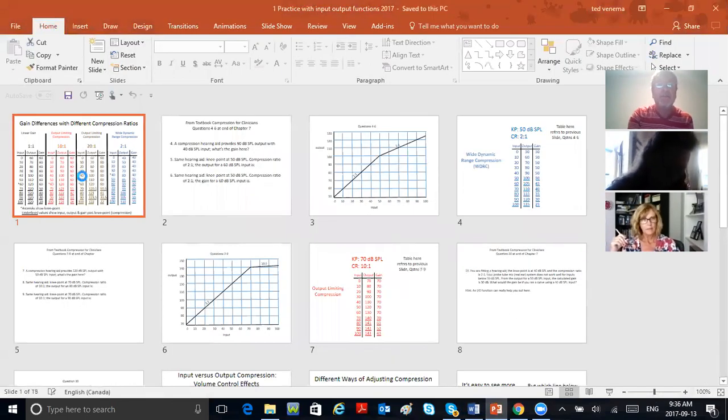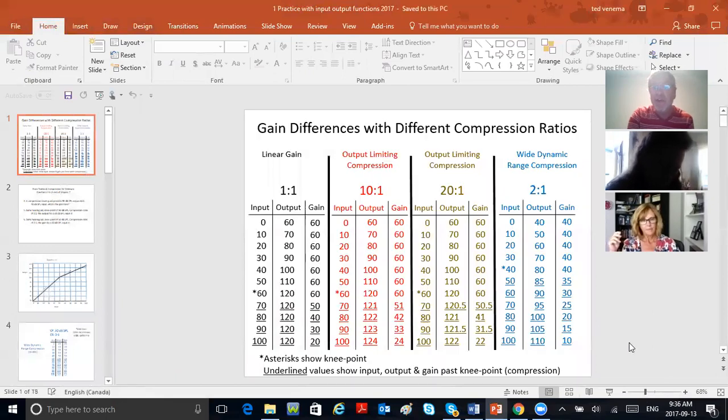All right. Pulling up this slide, looking at what we saw last week. You can see linear gain on the left. You'll see output limiting compression in red. You'll see another type of output limiting compression in an orangish color.